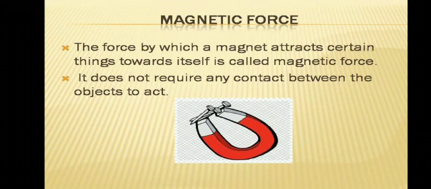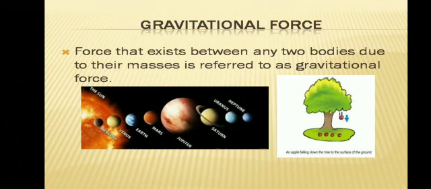Magnetic force. The force by which a magnet can attract certain things made up of iron, cobalt or nickel is referred to as magnetic force. See, magnetic force does not require any physical contact. Without any contact, it can easily attract things made up of iron, cobalt or nickel. Gravitational force. The force that exists between any two bodies is referred to as gravitational force. This force occurs between two bodies due to their masses.